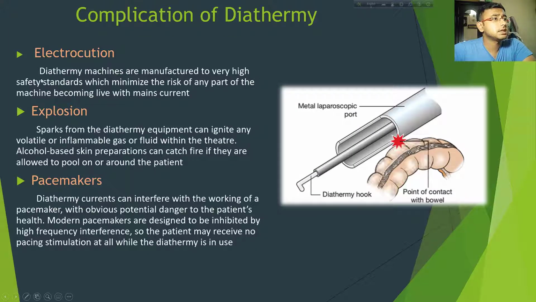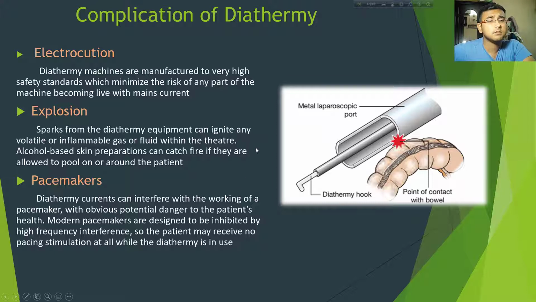So these are the complications: electrocution, which is very common in case of monopolar diathermy. Explosions: sparks that occur here can ignite volatile, inflammable gases and fluids within the theater, because we all know that proper oxygenation is present in the theater. So if there is any flame, that may cause an explosion.